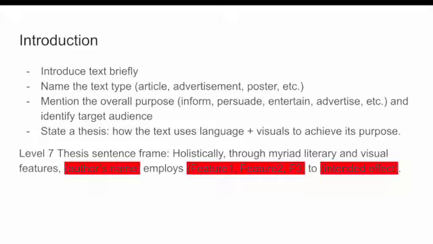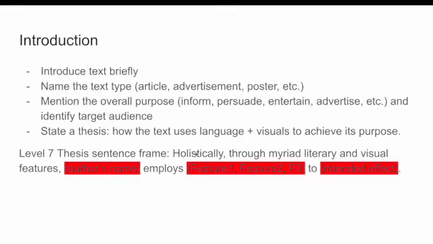Next, write a thesis. This is the most important part of your introduction because it lays out what your body paragraphs will say. Find which visuals and language features are most important and how the text uses these to achieve its own purpose. So here's the frame that I used: holistically, through myriad literary and visual features, the author's name employs feature 1, feature 2, feature 3, and then the intended effect.